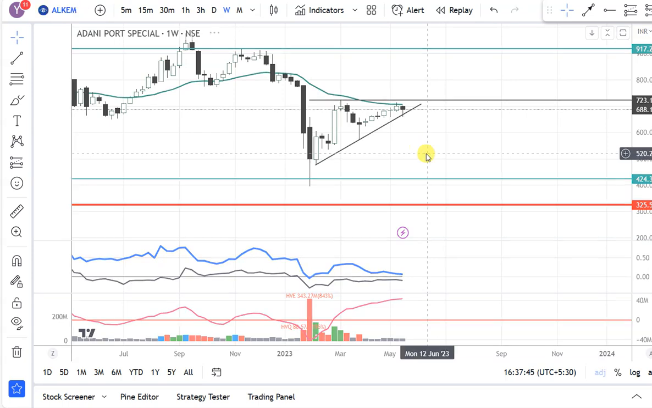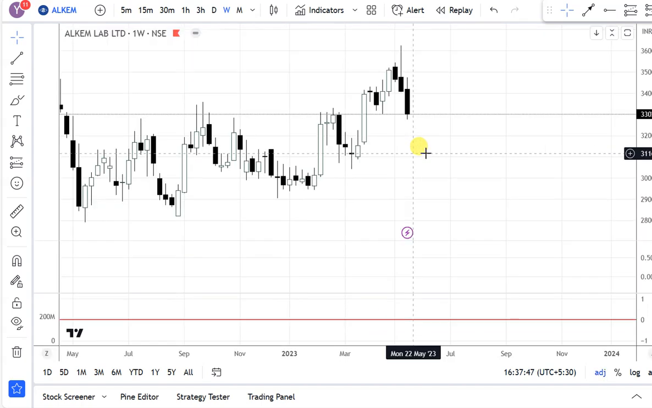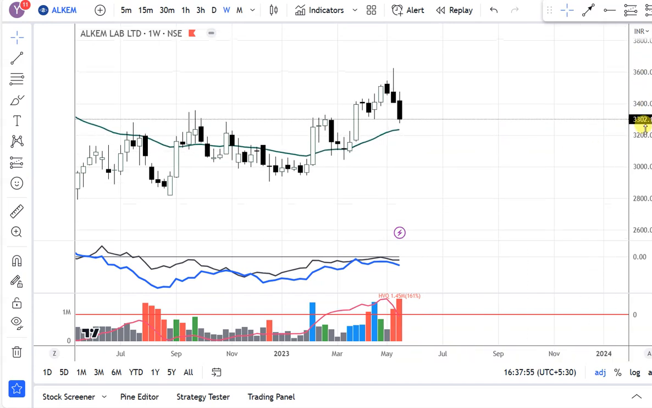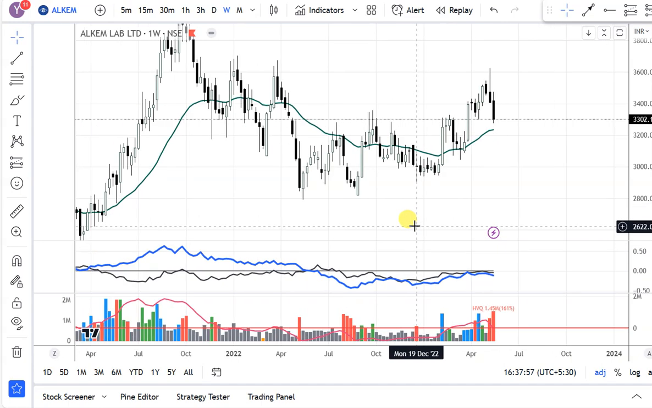But I am not giving any indications, abhi buy karo. Because we don't know. Even sometimes good stock don't rally. So if this has to be a good stock, then the rally will come back.